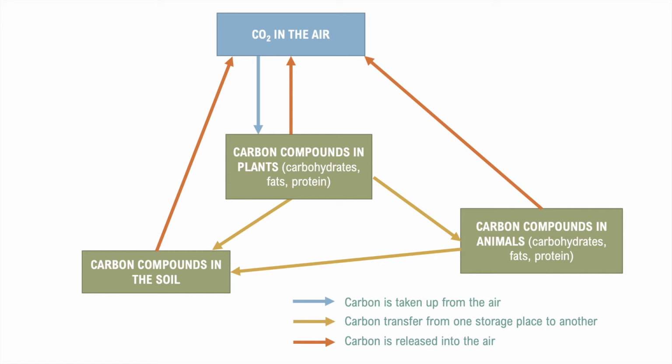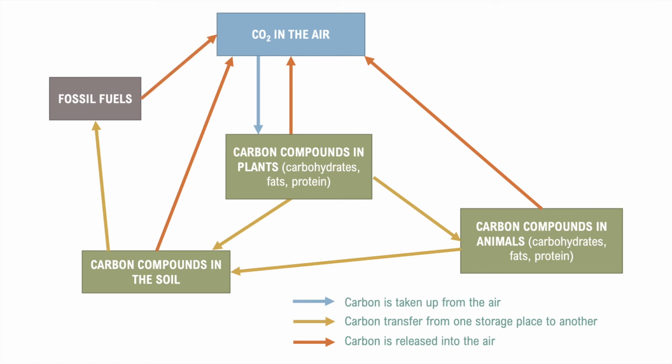There are some arrows that represent carbon being released into the air, and there's an arrow that represents carbon being taken up from the air. Now, one thing that I need to add is that when carbon compounds are in the soil for a really, really long time and there's a lot of pressure, it can become a fossil fuel. Maybe you know that fossil fuels are, for instance, coal or oil. And when we burn these fossil fuels, since there's a lot of carbon stored in fossil fuels, we also release carbon dioxide into the air.